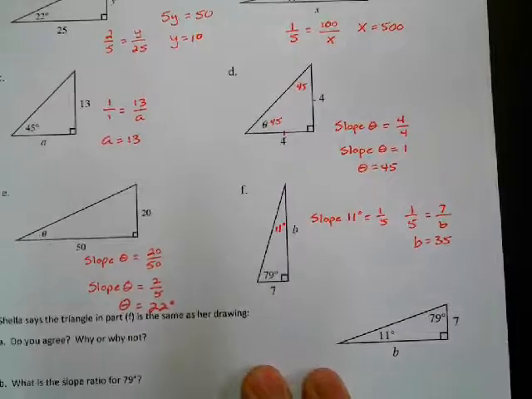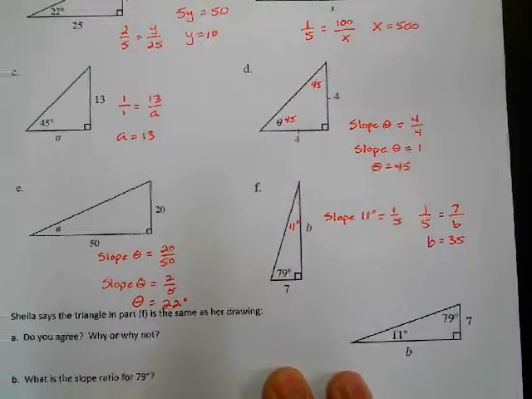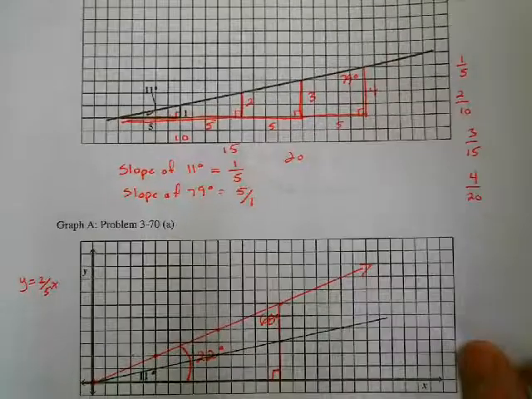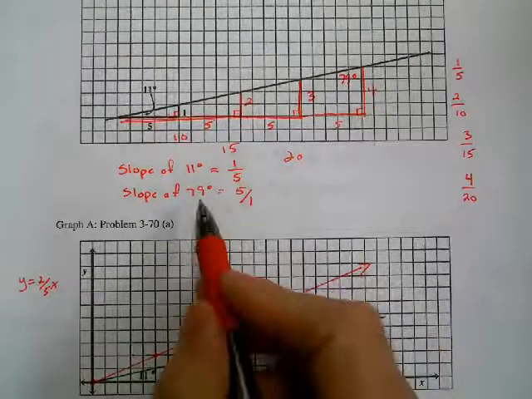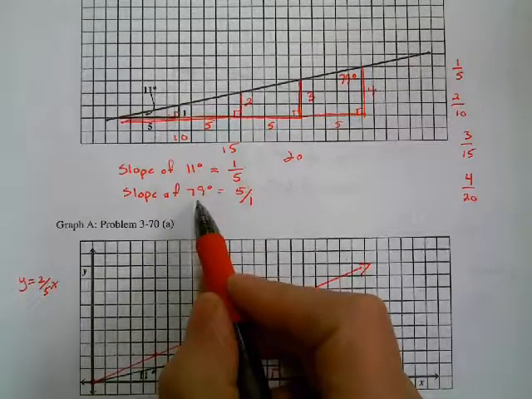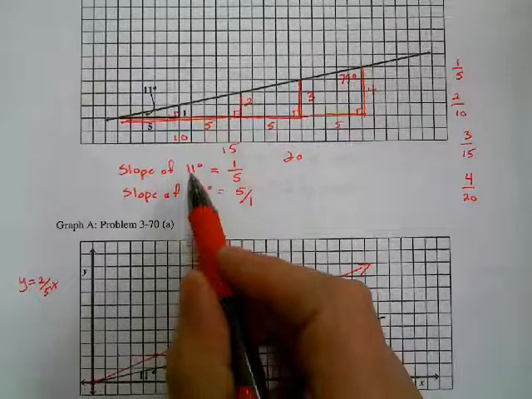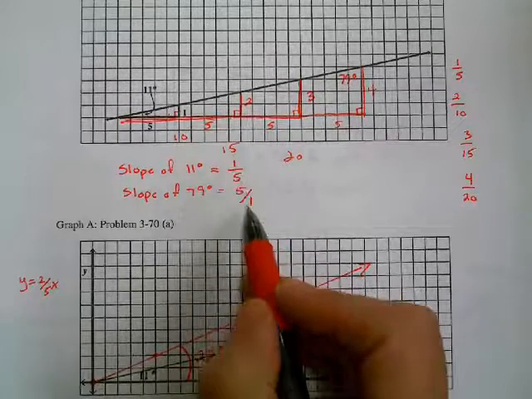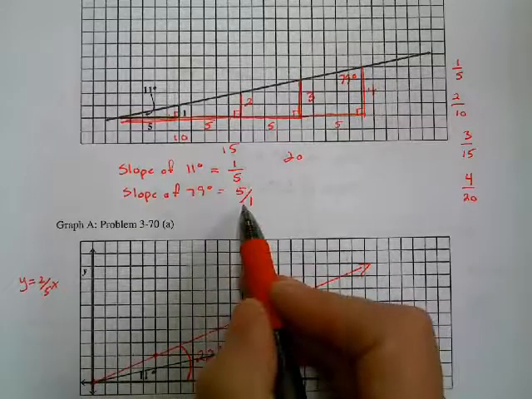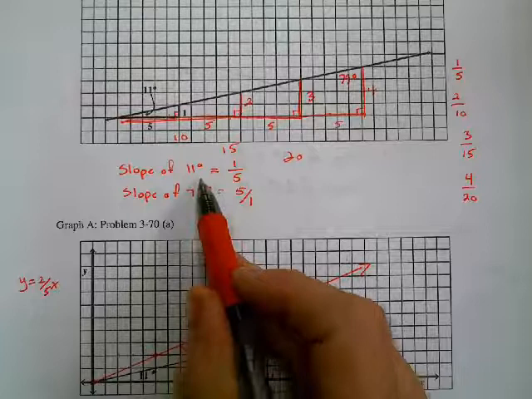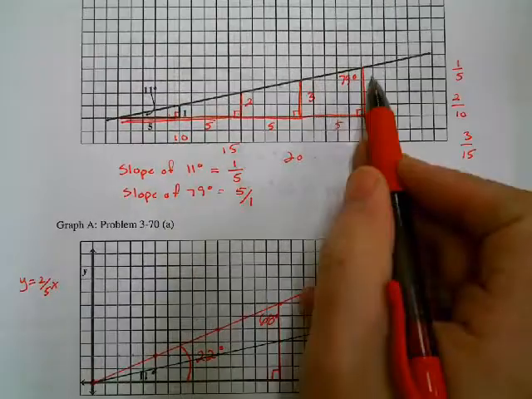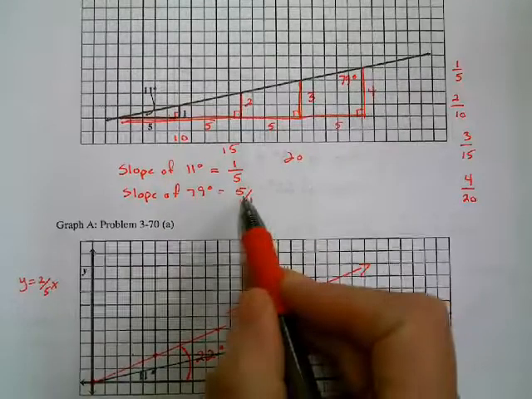The other thing that we talked about in the last problem, in the last notes, is that when we have complements, so these two are complements that add up to 90, what we see is when we compare the slopes of the complements, we get reciprocals. So if the slope of 11 is 1/5, the complement of 11 is 79, that would be the other angle, then we just flip this one and get 5 over 1 instead.